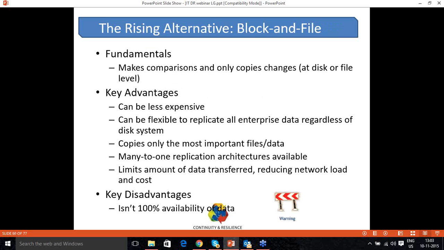Another alternate we see these days is block and file. It makes comparison and only copies the changes at disk or file level, not the whole file. So it can be less expensive, it can be faster. Key disadvantage is you will have your data scattered and there may be a situation where you don't have 100% availability of your data.